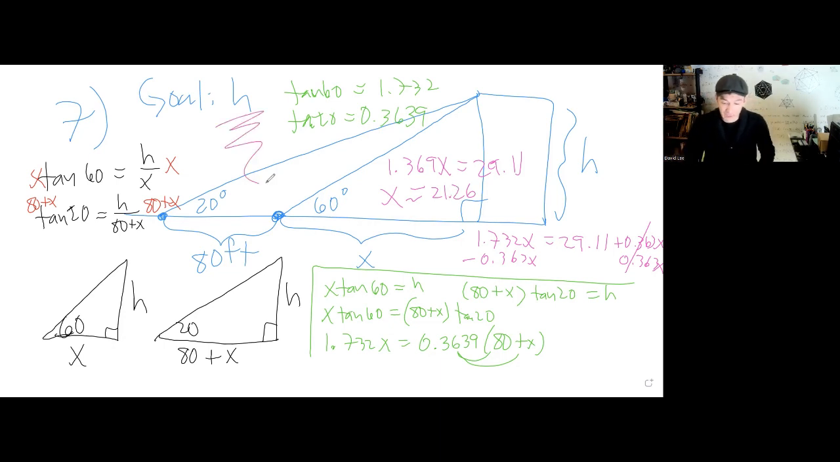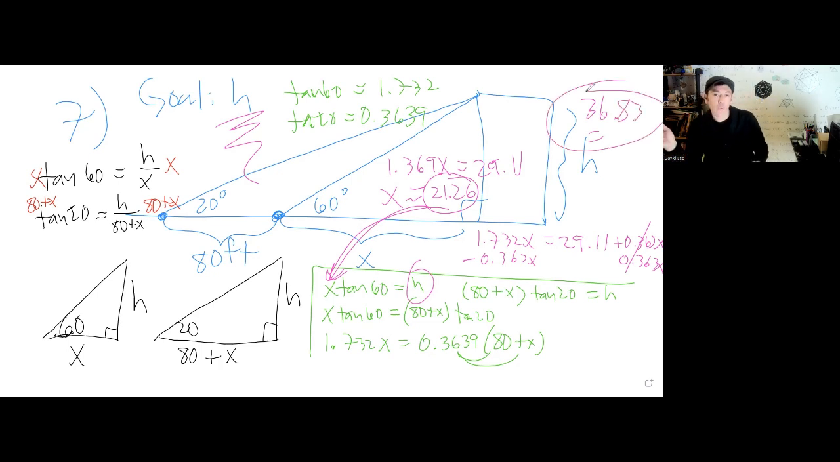The goal was h. So why don't you take x and plug it in there and that'll tell you what h is. So 21.26 right there, times that by tangent of 60, and your answer is about 36.83. So h is about 36.83 feet. Whew. That one took a while. But there it is. And these kinds of problems pretty much always follow this routine.